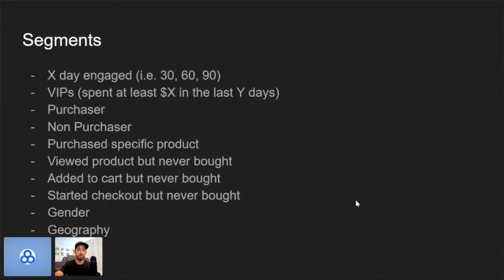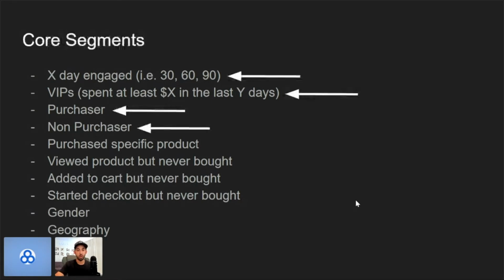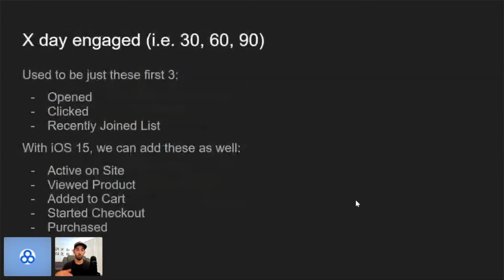And then segmentation, some really core basic segments. There's a bunch of these: engaged segments, VIPs, purchased one time, never purchased, purchased specific products. They viewed products or added to cart or started checkout, but they never bought. Gender-based segments are really important, and then geography-based segments. For the purpose of this presentation, we're going to focus on these top four. I'm going to define these a little bit further. With an X-day engaged segment, the X is basically the variable of time. So 30, 60, 90, 120 days, etc.